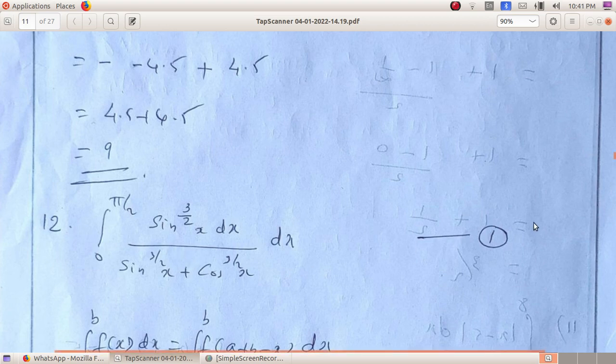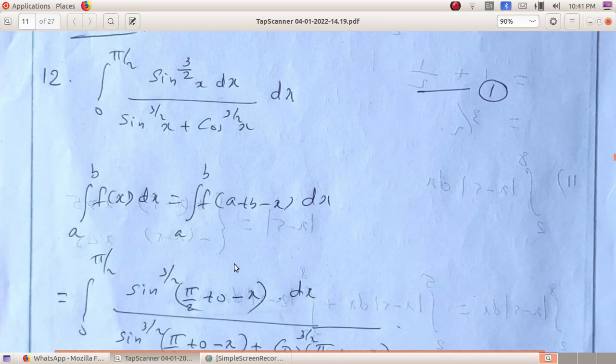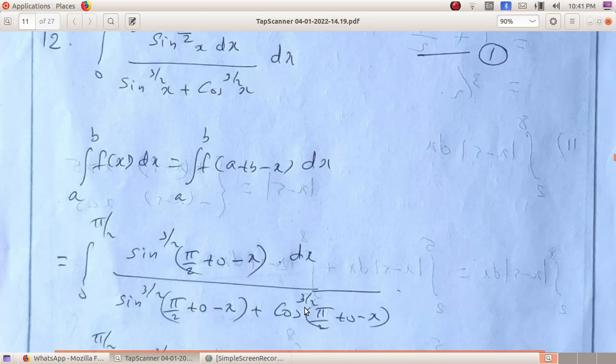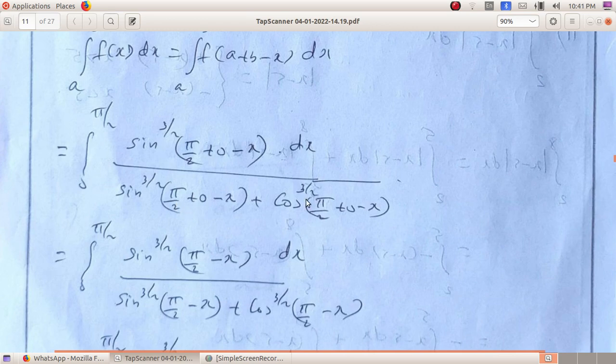Okay, this is taken as equation number 1, that's I. What is our formula? Integral from a to b f of x dx is equal to integral from a to b f of a plus b minus x. So here a means what? 0. 0 plus pi by 2 minus x, or pi by 2 plus 0 minus x. Okay, pi by 2 minus x.